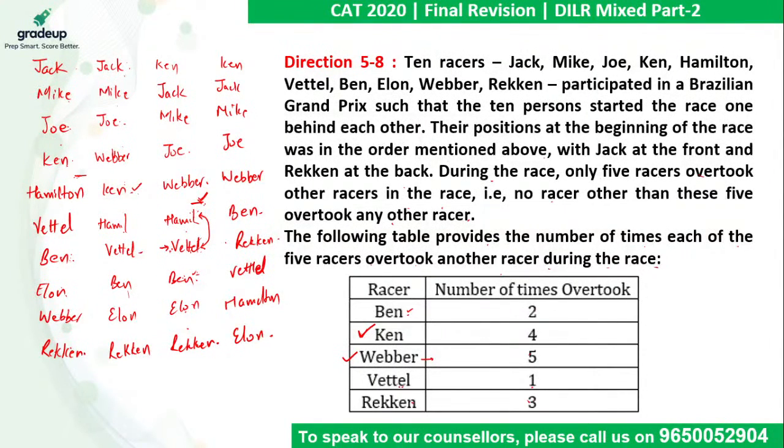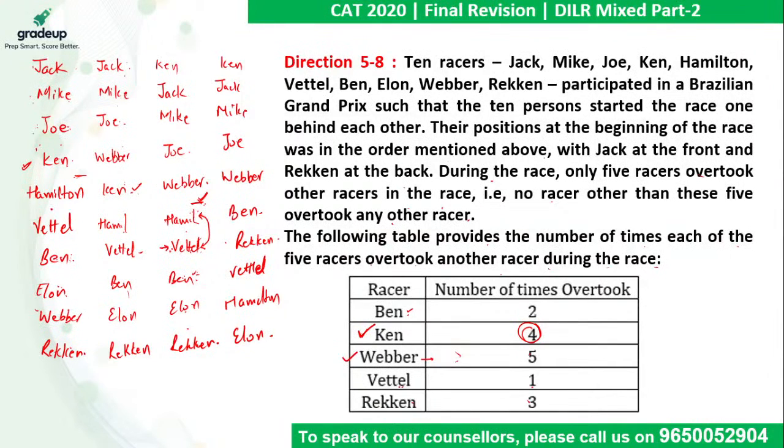If anyone has a doubt in this arrangement, please let me know. Ayush, for Ken is here. It is given to me that Ken overtook 4 racers, but ahead of Ken there are only 3. So there must be someone who came ahead of Ken, and out of all these, Weber is the only one who can come ahead of Ken.